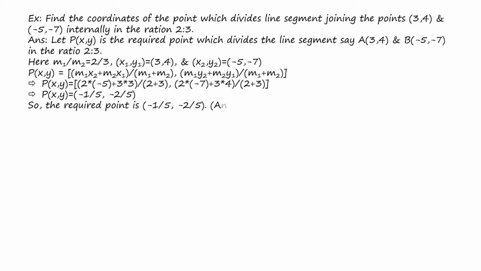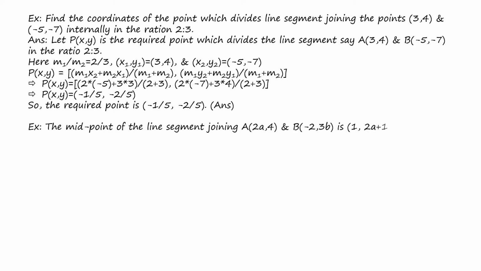So the required point is (-1/5, -2/5) is the answer. The midpoint of the line segment joining A(2a, 4) and B(-2, 3b) is (1, 2a+1). Find the values of a and b.